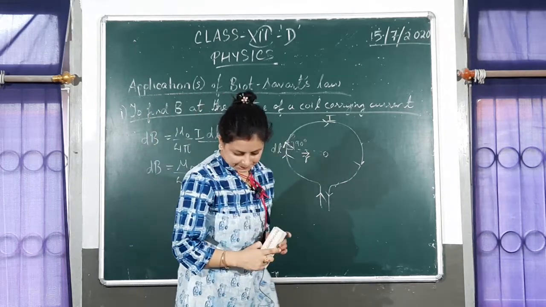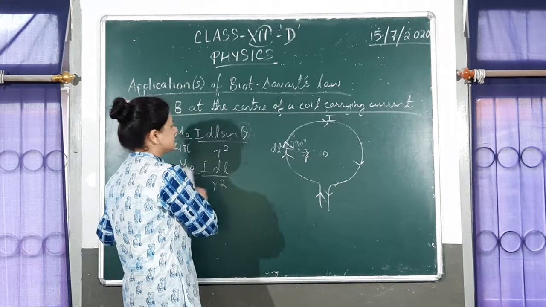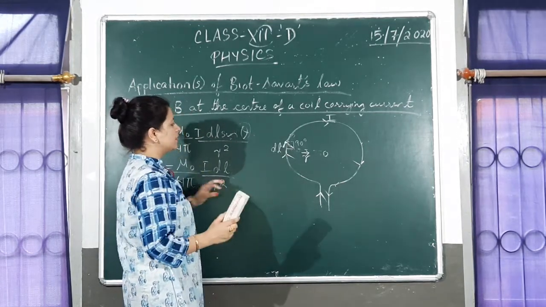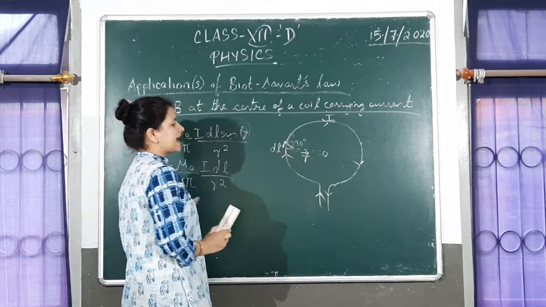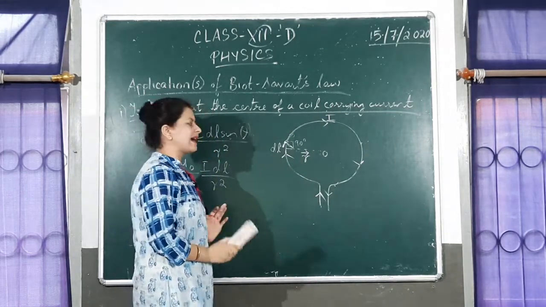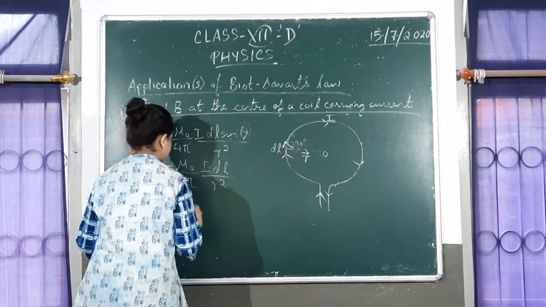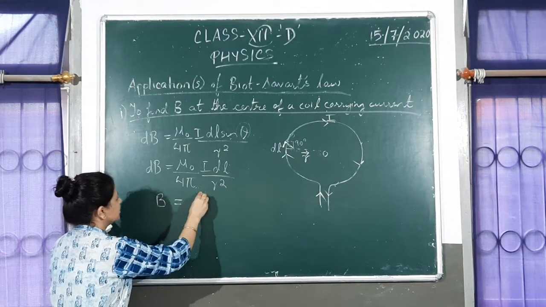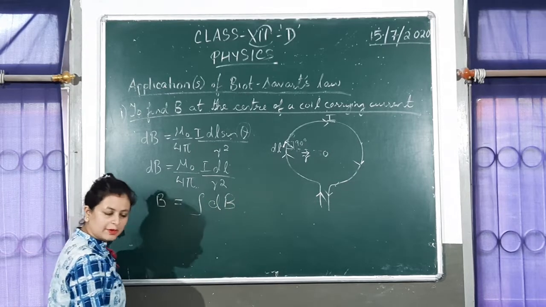Now this is only the magnetic field intensity due to a small current element dl. But we don't have only one small portion here, we have the entire coil which is carrying current, which is contributing to the magnetic field at this point O. So what will be the total magnetic field? It will be B equal to the integration of dB. I hope you are getting it.